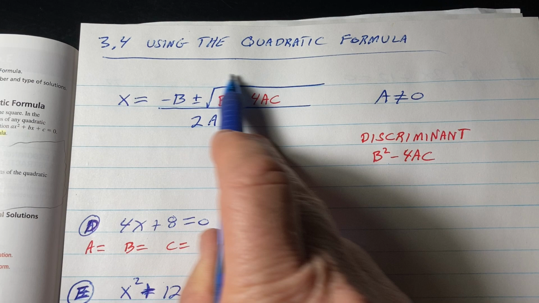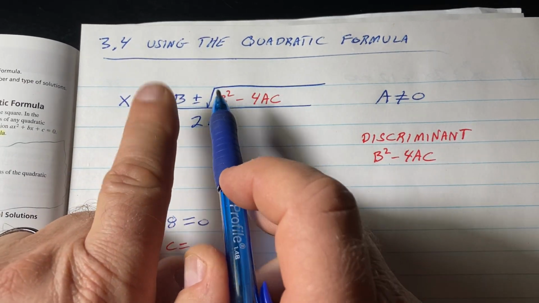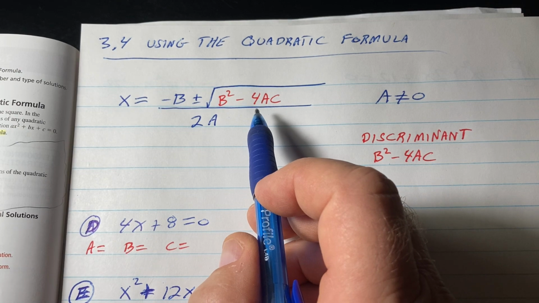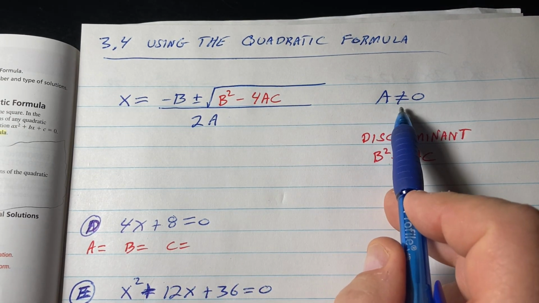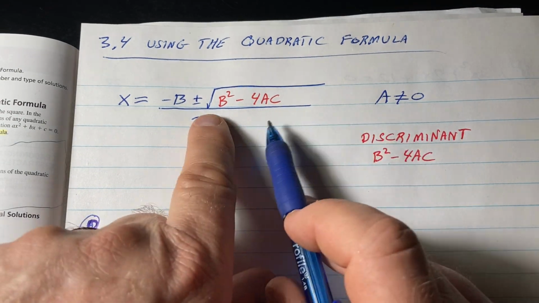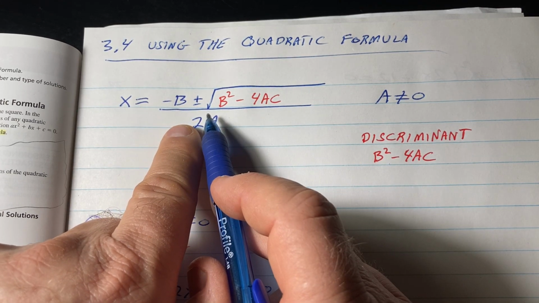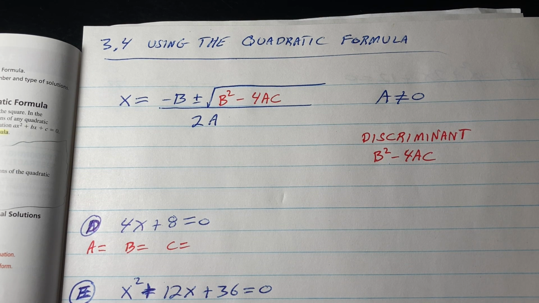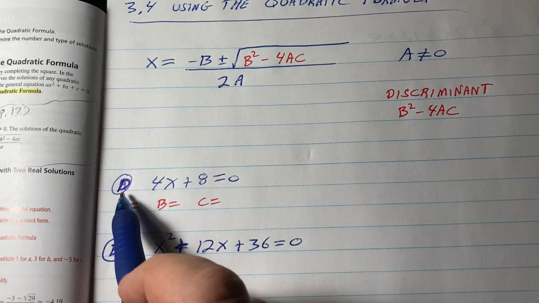Memorize that right there. This is used when the values of a, b, and c are real numbers and a cannot be 0. If a is 0, why do it this way when you can do it a lot easier way? So the values of a, b, and c have to be real. Okay, so let's do some practice.